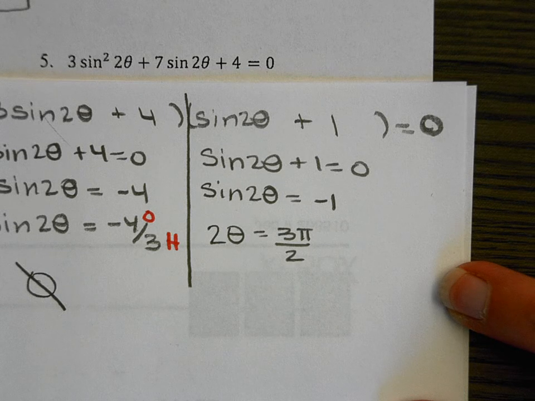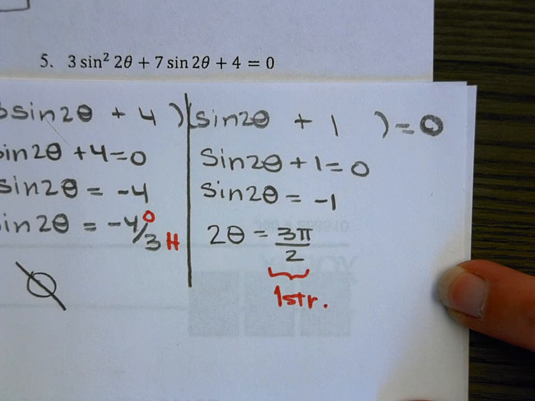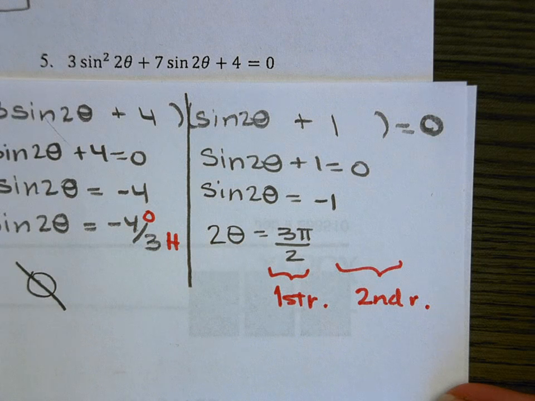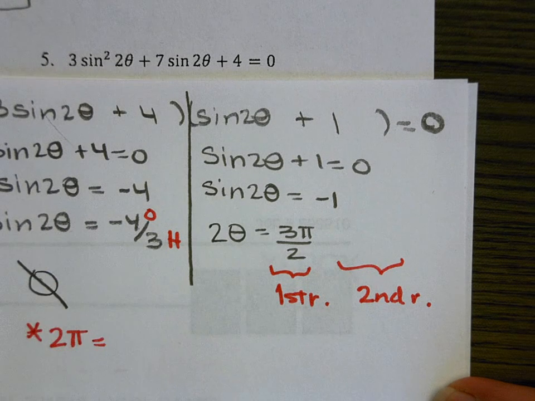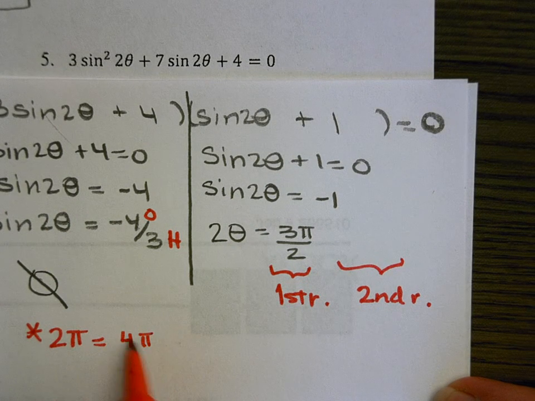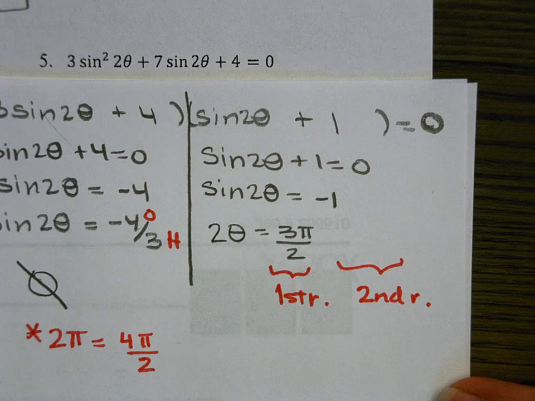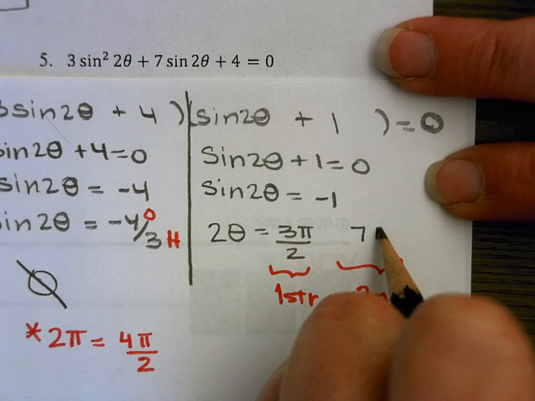But I still have to have 2 rotations, right? So this is only my first rotation. So then I need one more, right? I need that second rotation. And I find that second rotation by adding 2 pi, right? So just kind of off to the side right here, I know that 2 pi is the same as 4 pi divided by 2. So again, I'm just trying to get that common denominator, right? So then I want to add 4 pi divided by 2. So that would give me 7 pi divided by 2.